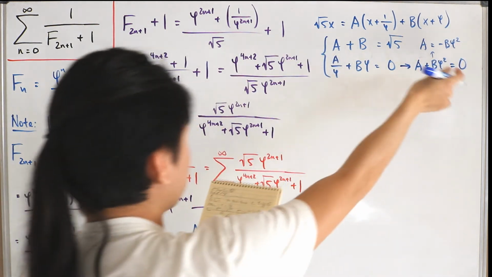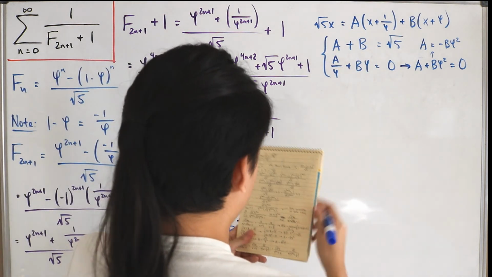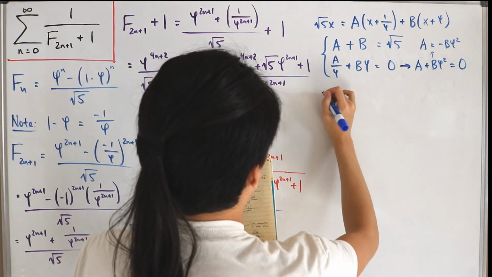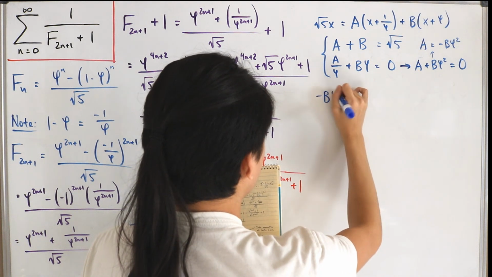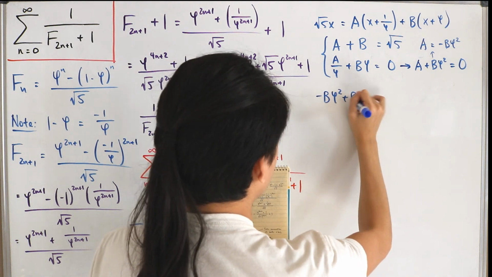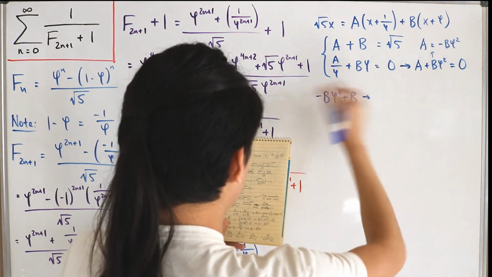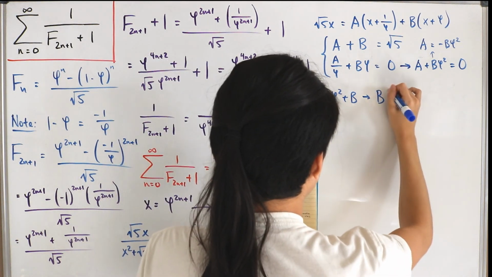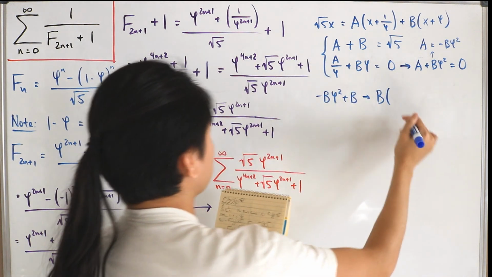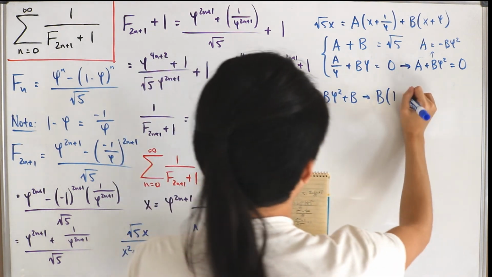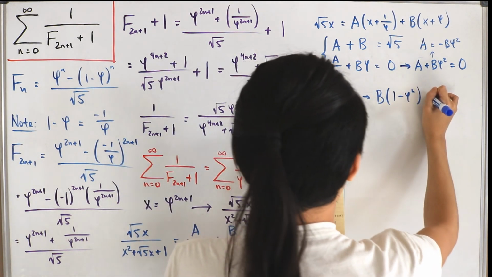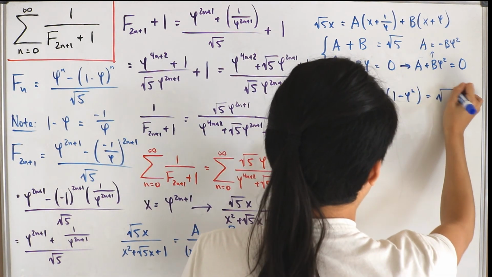So we'll actually put that substitution back in here, and now I have negative b phi squared, added with b. In other words, that's the same as factoring out the b, so I have b multiplied by 1 minus phi squared, and then set that equal to the square root of 5.